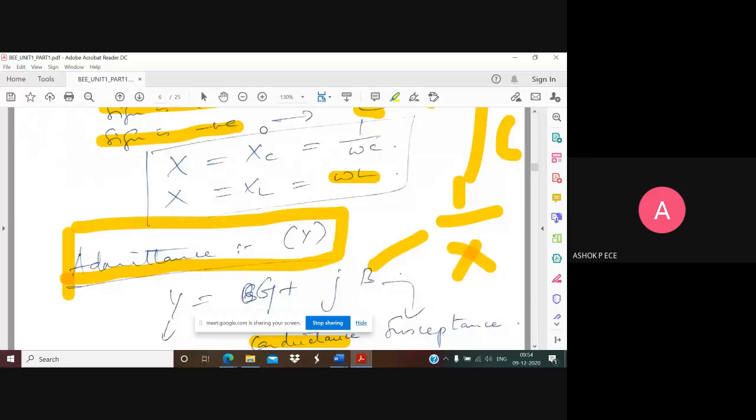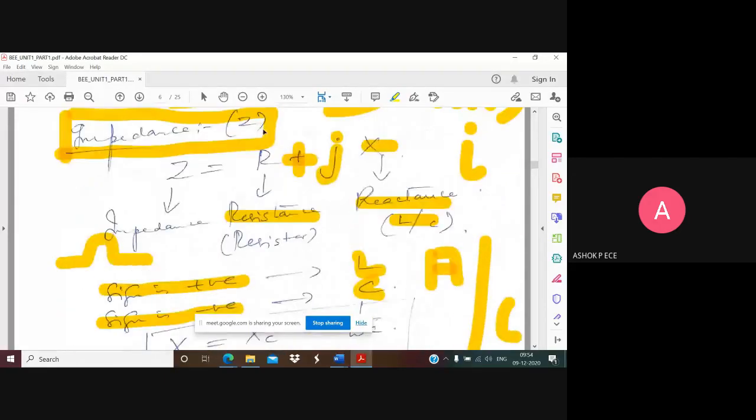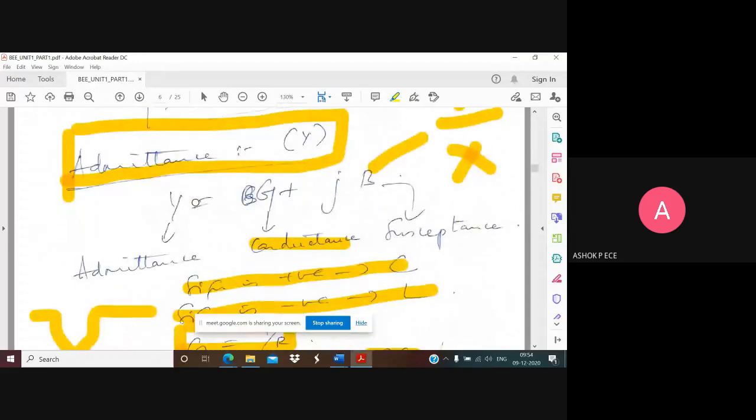And you know how to find the magnitude of a complex number, right? So this is a complex number. How will you find the magnitude, the modulus of Z? Square root of R square plus X square. And for any complex number you will have the angle also. The angle is given by tan inverse of the imaginary term by the real term. So here you have tan inverse of X by R. So for any complex number, you will find magnitude and angle. So Z and Y will have magnitude as well as the phase angle theta. And for Y also the magnitude is square root of G square plus B square.